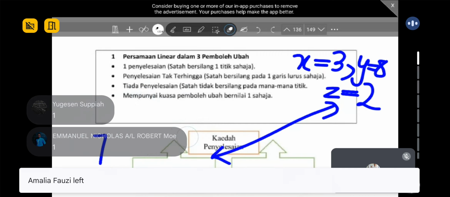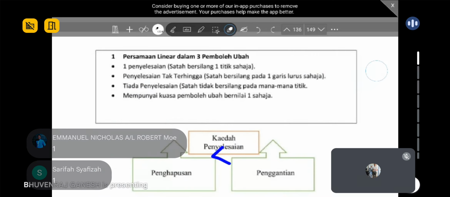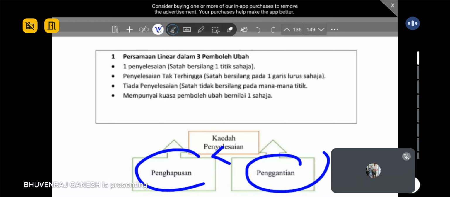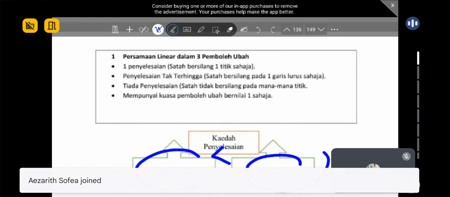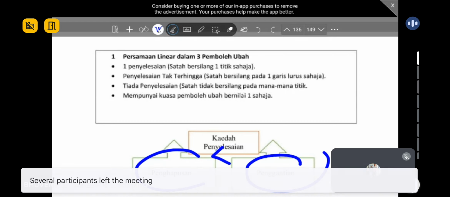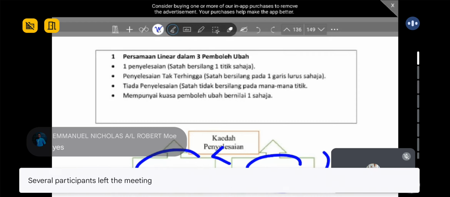So we continue. The next step that you all must know is, what are the 2 methods to solve simultaneous equations? Apa 2 kaedah untuk selesaikan sistem persamaan? I think you all know this since lower form. Menengah rendah matematik kamu semua dah belajar kan yang ni. Penghapusan dan penggantian. Substitution and elimination. These are the 2 methods.